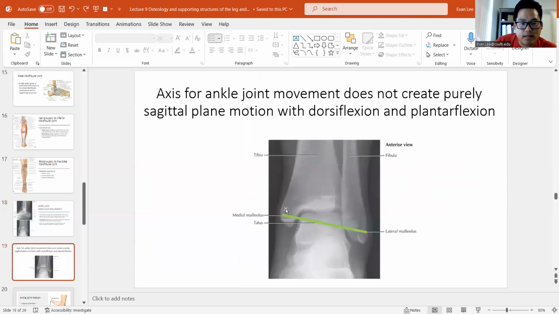So let's go ahead and take a look at that, which if you look closely is slightly angled. For the most part, you will see that it is going to have one singular plane of motion, but it does have a little bit of angle to it as well. So medial malleolus, lateral malleolus, and then this is going to be the talus kind of in between them.